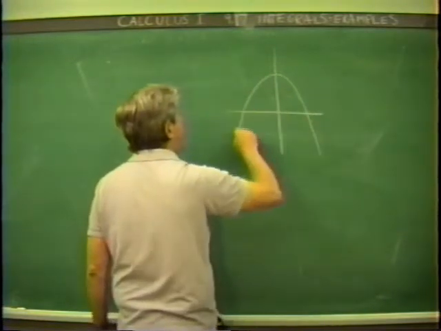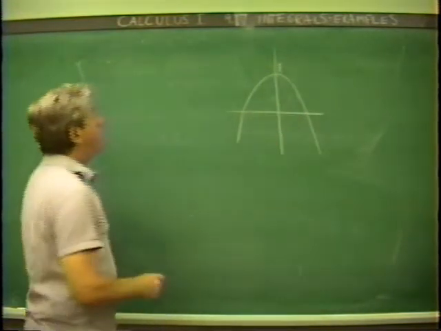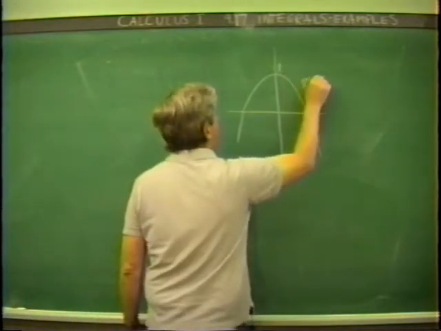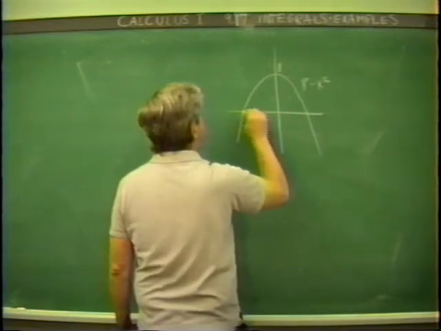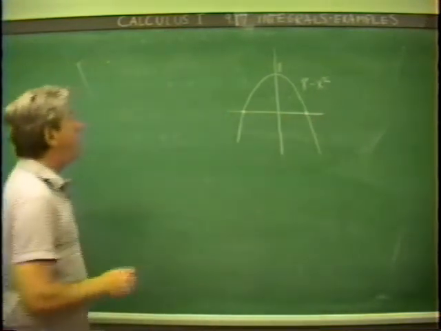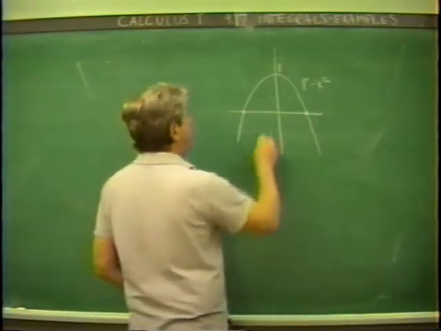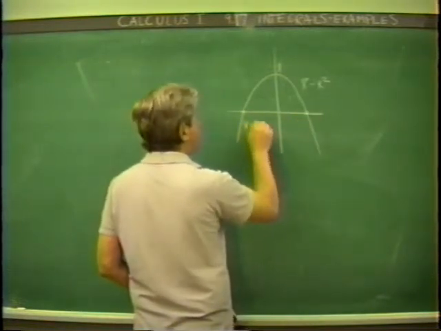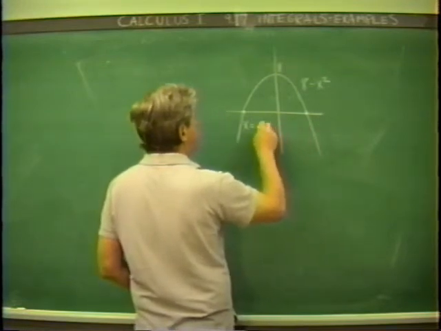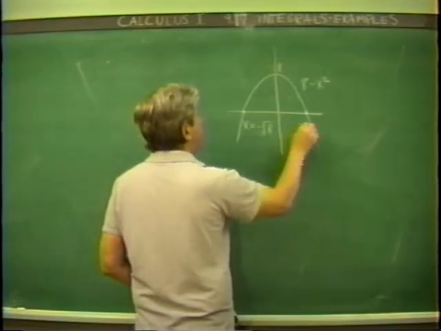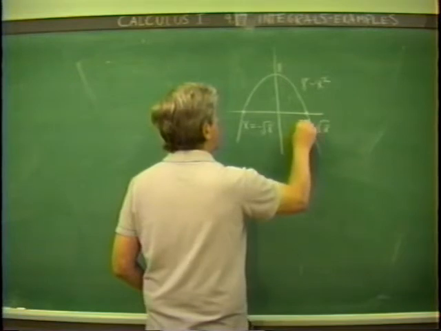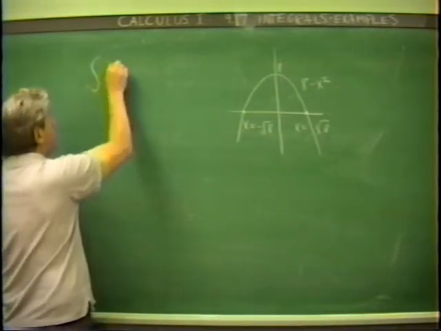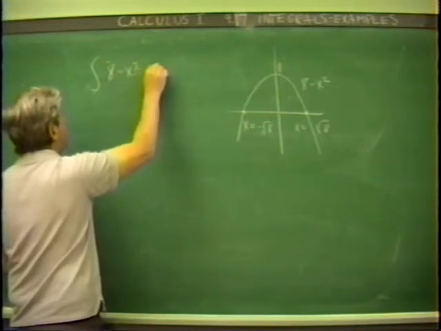Let's suppose we want to find the area between the function 8 minus x squared and the x-axis. 8 minus x squared looks like this. It's a parabola opening down. Its maximum is at 8. This is 8 minus x squared. In order to do this, we need to find out what the limits of integration are. 8 minus x squared is equal to 0 when x is equal to minus the square root of 8 and the square root of 8.